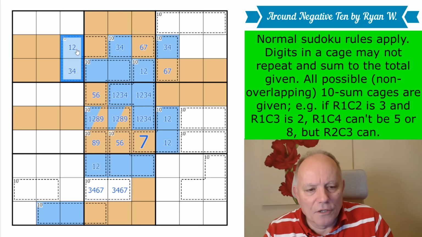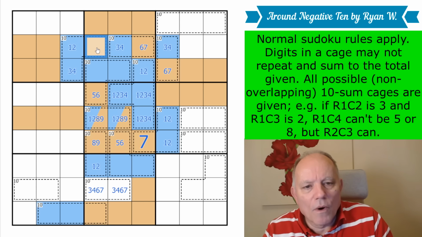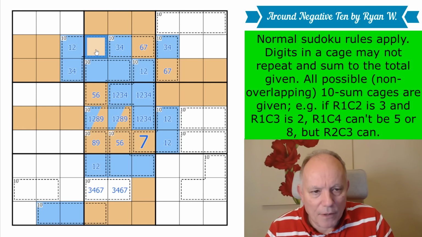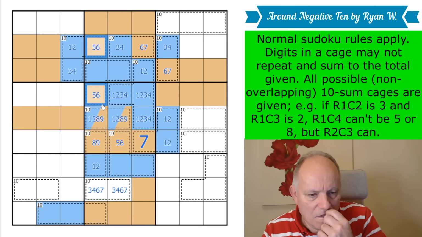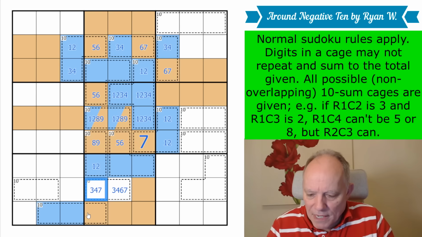So these two add up to 4, 5 or 6. And this digit is therefore, well, 4, 5 or 6. But it can't be 4 because it's not blue. So that's 5 or 6. And this is now a 5-6 pair in the column. That digit can't be 6.